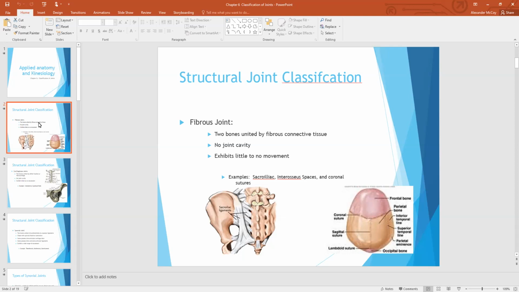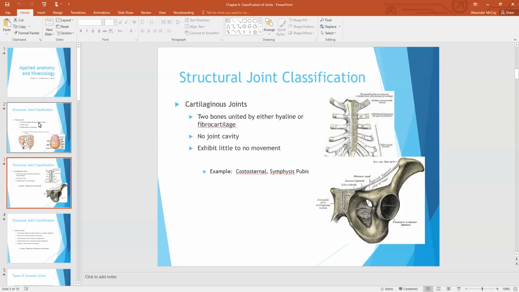That means that there's no kind of hollow space where synovial fluid is going to be, lubricating the joint and so much more. Okay, so there's no little bubble space in there. Right here it says exhibits little to no movement. Depends on who you talk to. Say SI joints, do they move, do they not? Coronal sutures, do they move, do they not? But in the textbook definition, it is little to no movement. In my personal experience, there is a little bit of movement.